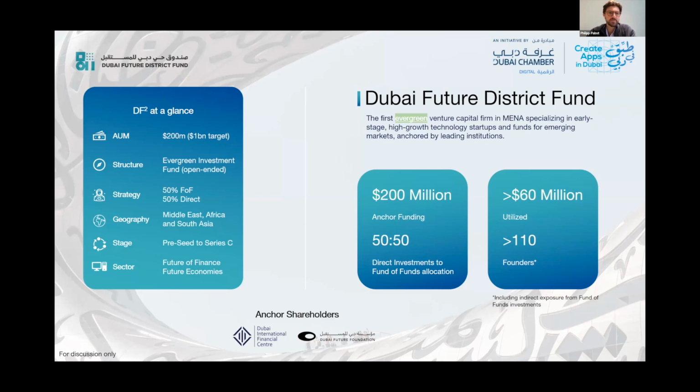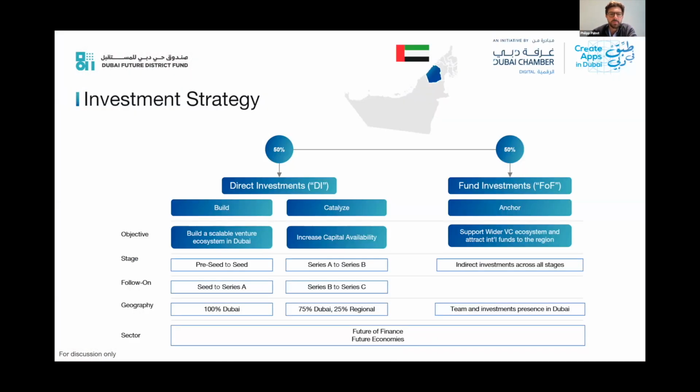So these two entities have trusted us with $200 million to kick off operations at the beginning of 2022. We started deploying that quite aggressively, although the market was a bit rocky for the first year and a half for sure. But we actually have 27 portfolio companies at the moment, 15 direct investments and 12 funds. So this is kind of an overview or snapshot of who we are, but I'll go into some of those aspects in a bit more detail.